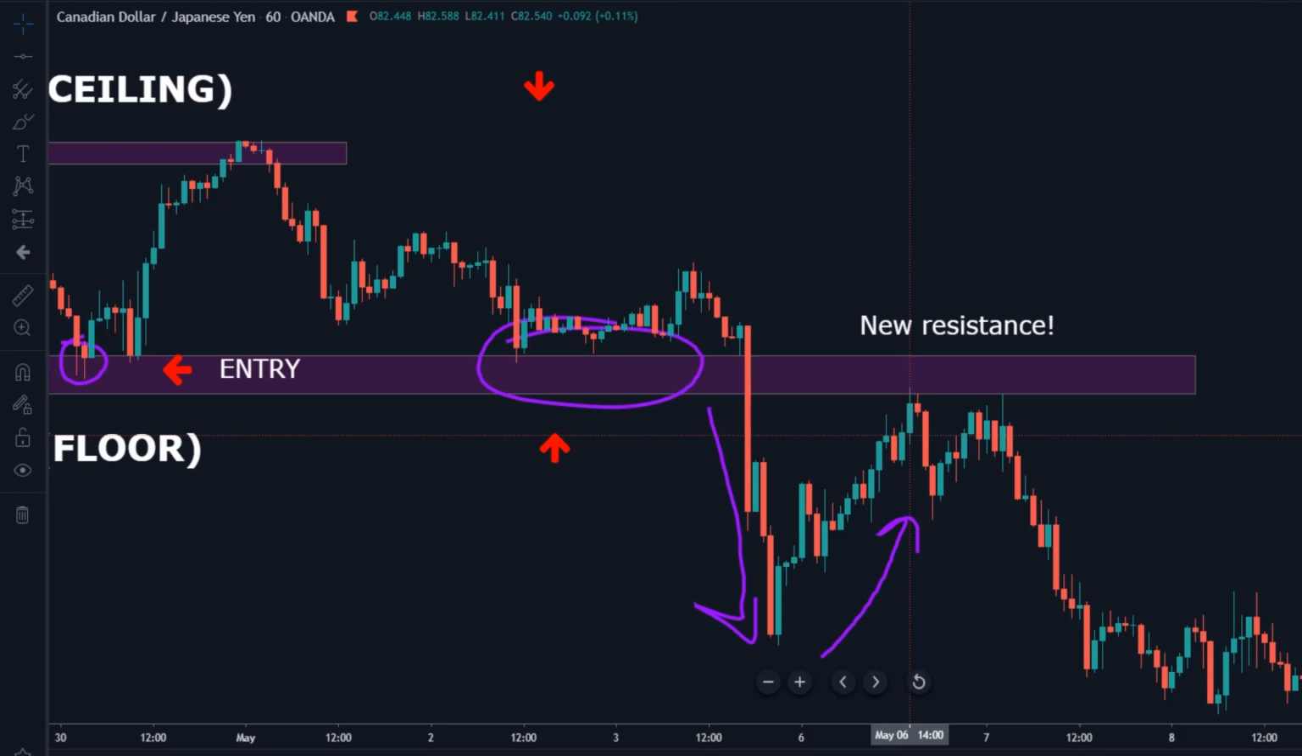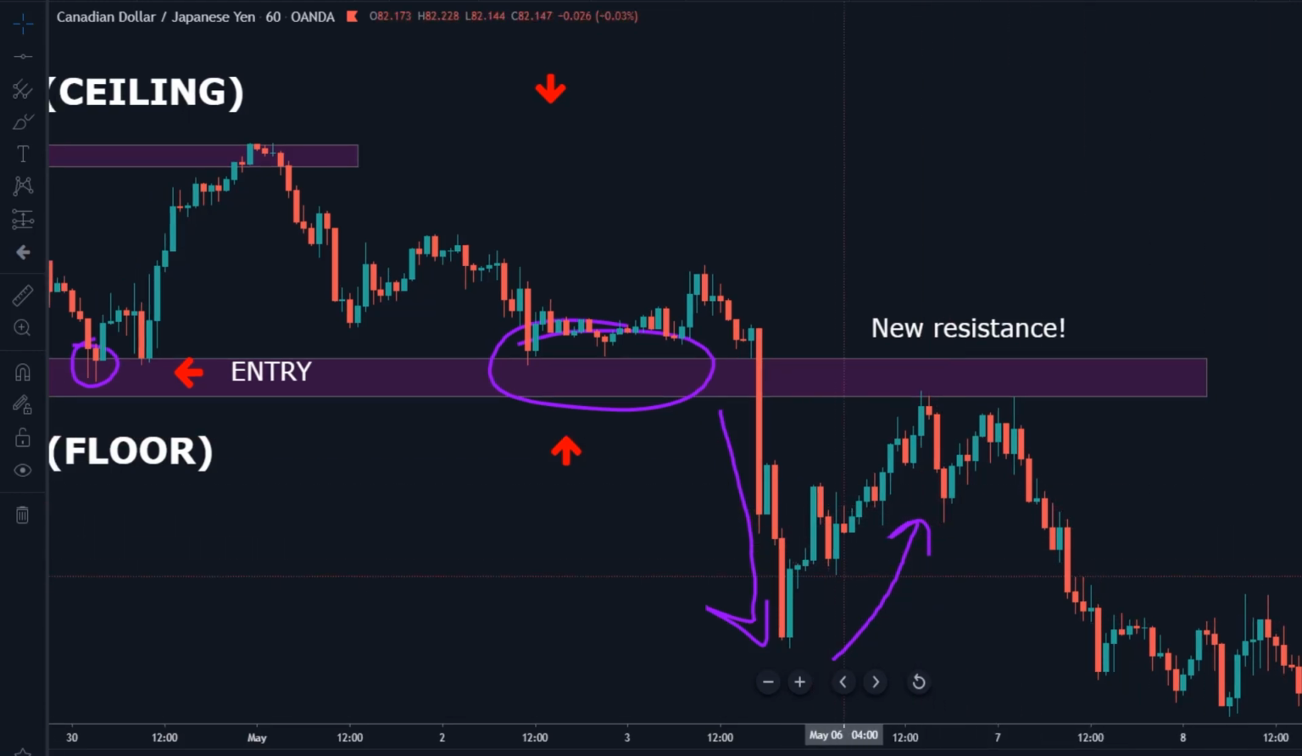I'm going to use resistance. I'm going to stop using ceiling and floor from now on. I hope you guys learned what ceiling and floor, in other words, means. But these are the proper terms, so this is what I'm going to use from now on. This is just a heads up. So you see how it's formed a new resistance right at the top of this.